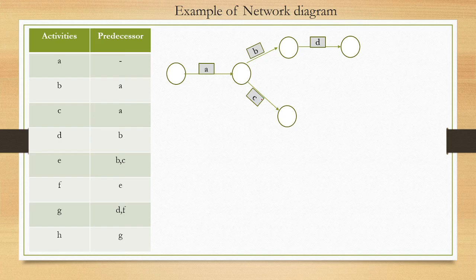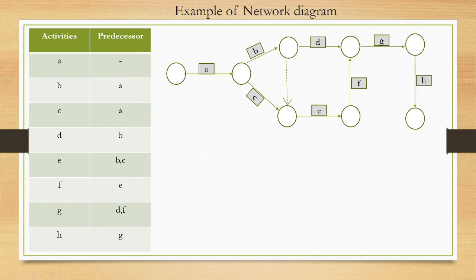Correct. Here we have to use a dummy activity. See here. This is a dummy activity which represents that E is following B and C as well. Next, F has E only. So this is F after E. Now why have I merged here? Because of the next activity's predecessors. G has both D and F. That's why here G has both D and F. And finally H after G. So this is the network diagram.